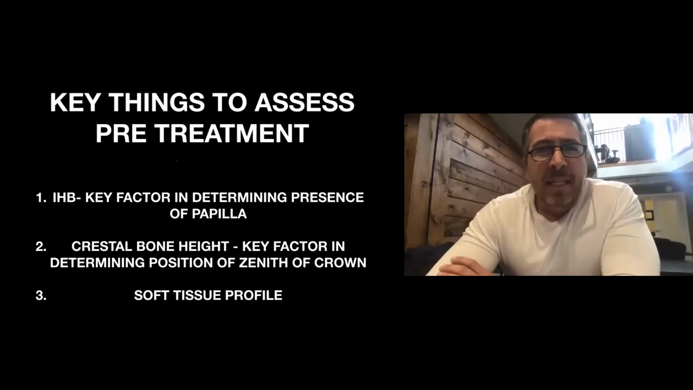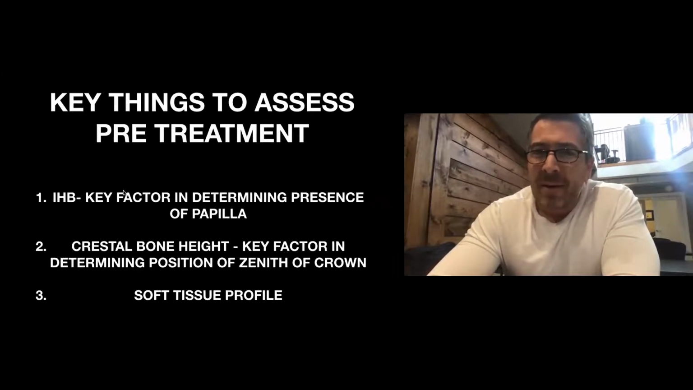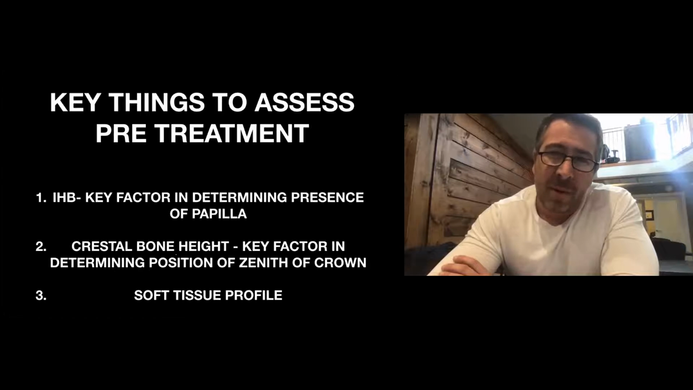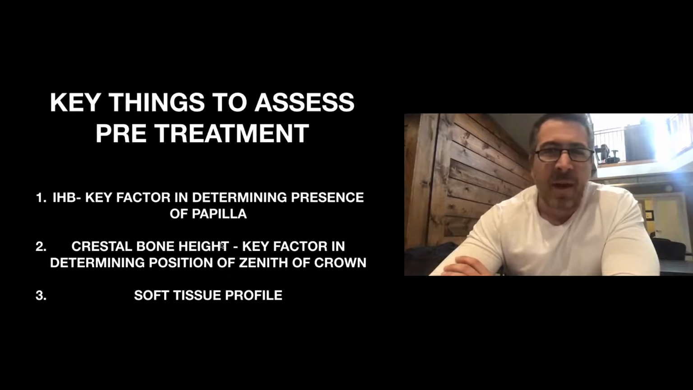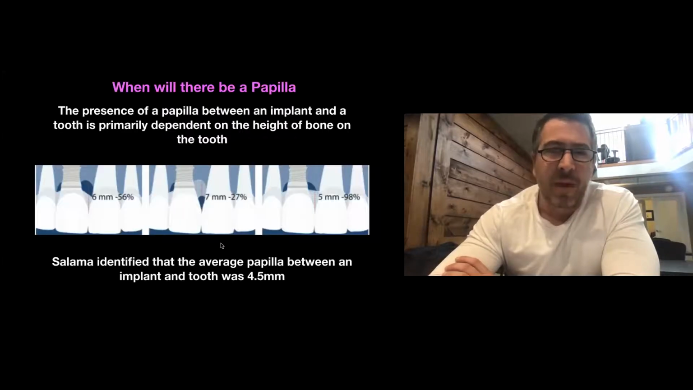When I look at single tooth implant cases, I'm looking at, is there going to be a papilla? And that's going to be dependent on the interdental height of bone, which we're going to talk about. I look at where's the zenith of the crown going to be, and that's going to be primarily influenced by the buccal position of the implant, in addition to where the crest of the bone height is. And then I look at the soft tissue profile for its abundance and the amount of keratinized tissue I have to give me that emergence profile that I was talking about.